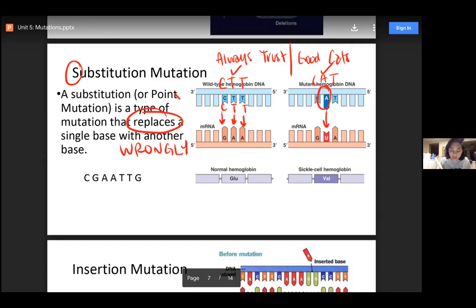So what we're basically saying is that a substitution mutation is when we accidentally change something that's not supposed to be there. So for example, in this example, we have CGAATTG. Substitution mutation might just randomly change it to CGTATTG. And that might mess things up along the way. Even the slightest mistakes in passing on DNA could change an individual very drastically. So that's substitution mutation. You replace it with something that's wrong.